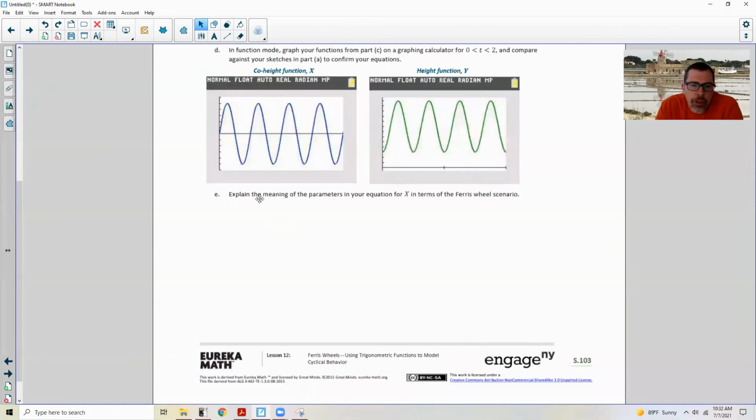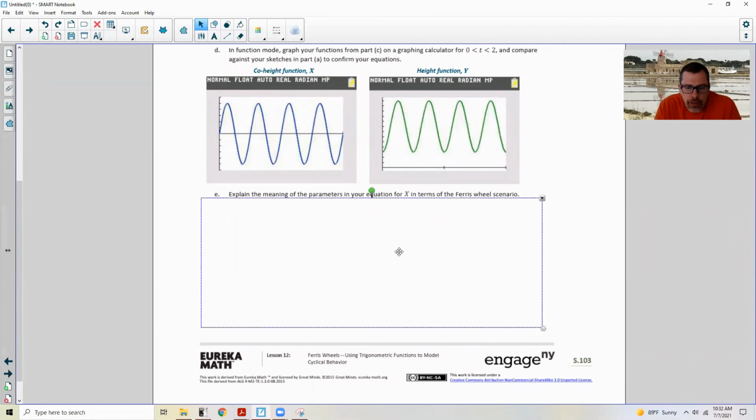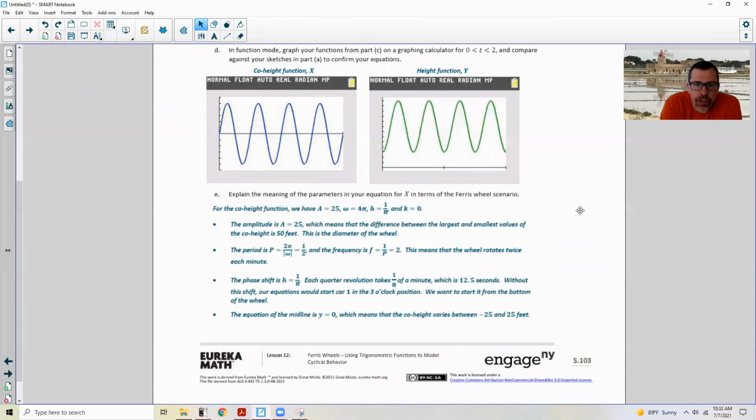Okay, part E says to explain the meaning of the parameters in your equation for x in terms of the Ferris wheel scenario. All right, so for the co-height function, we have a equals 25, omega equals 4 pi, h equals 1/8, and k equals 0. That's the blue graph on the left.